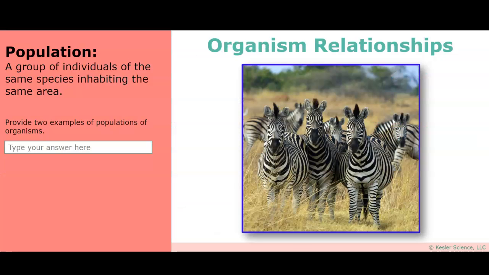So a population is a group of individuals of the same species that's in the same area. So you can see here we have a population of zebras. You're going to give two examples of populations of organisms.